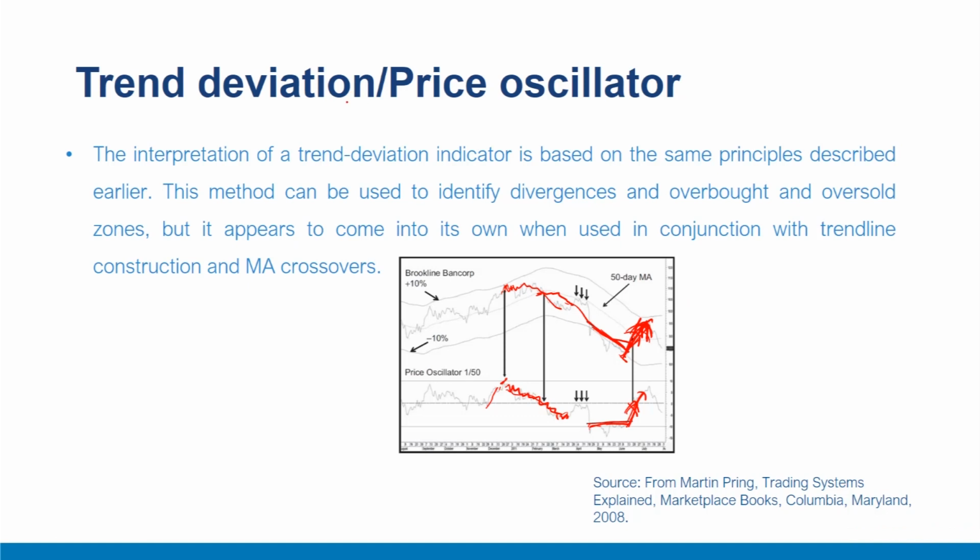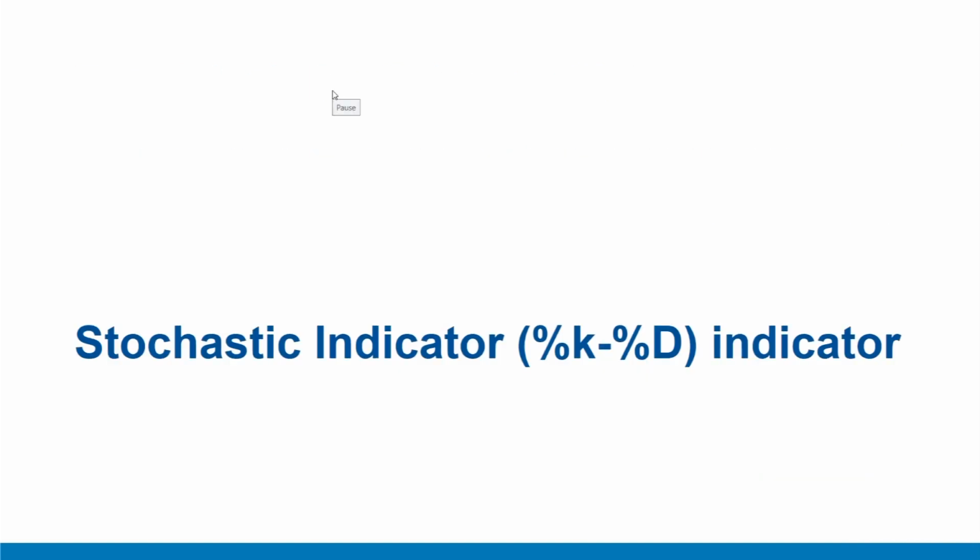To summarize, in this video we discussed the construction of the trend deviation or price oscillator. Now, the stochastic indicator, or %K %D indicator. In this video we'll discuss the role of the stochastic indicator in predicting price trends.